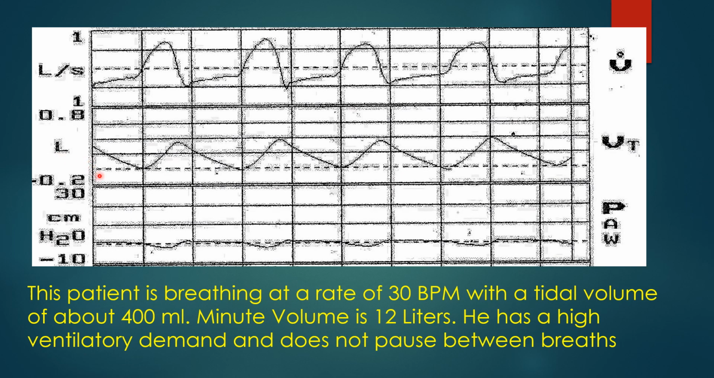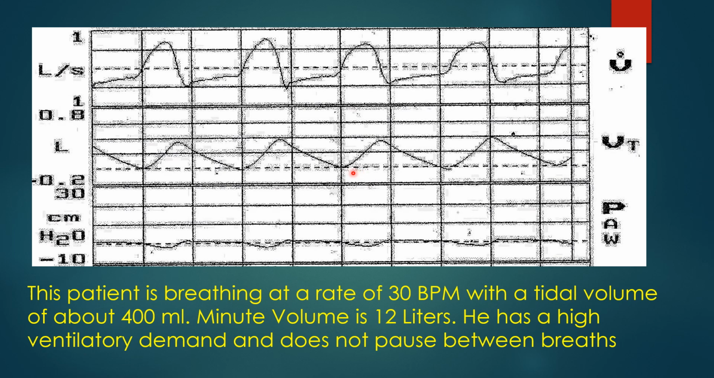This spontaneously breathing patient is breathing about 30 breaths per minute. You see, this is 10 seconds, remember? And if we see 1, 2, 3, 4, 5 breaths in 10 seconds, then this patient must be breathing 30 breaths per minute. His tidal volume is almost 400. So this is not rapid shallow breathing.